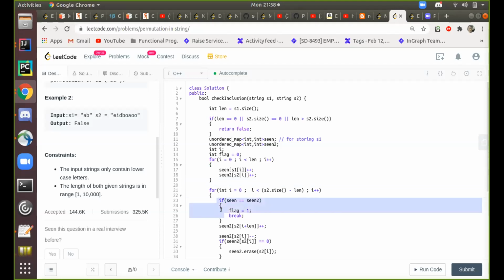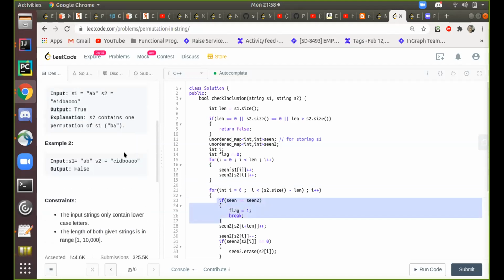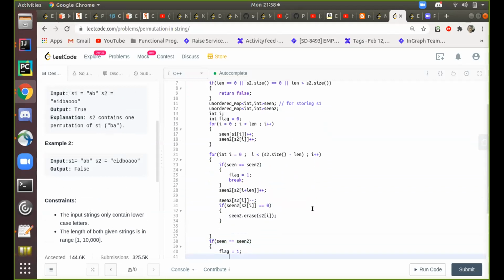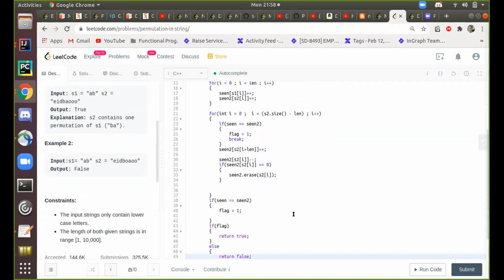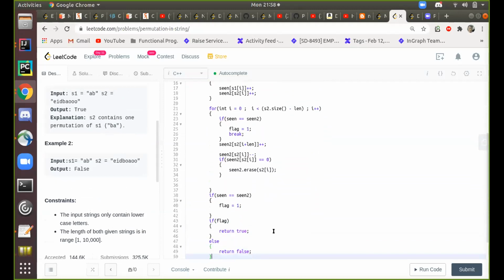First thing I do is check it. For example, if this had been, say, instead of EI, BA or AB, then I would have returned true. My flag would have been 1, I would have come out of this loop, and I would have returned true. I'll explain later why I'm doing this.